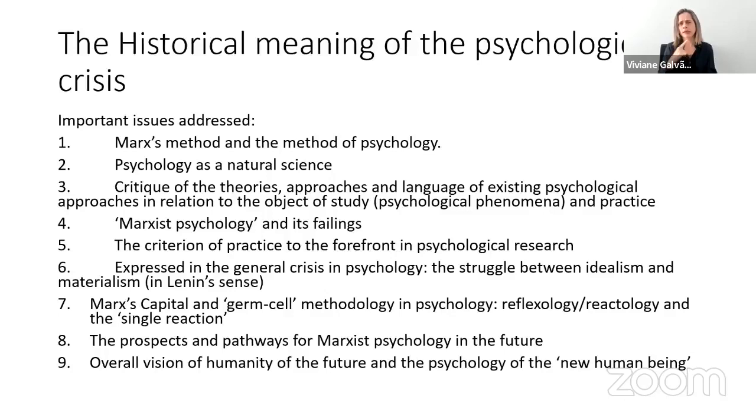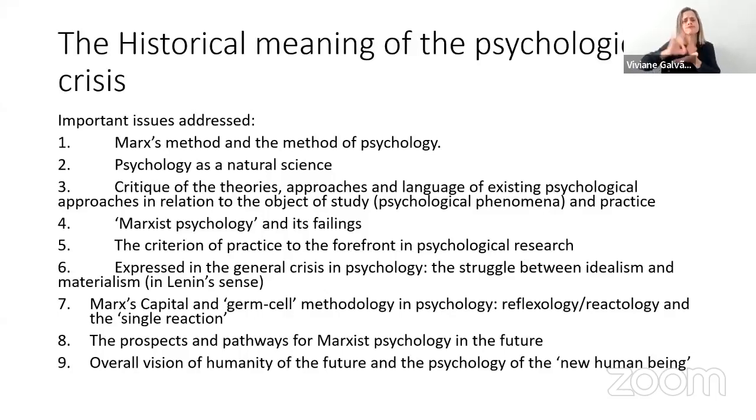So he's talking about, number one, Marx's method and the method of psychology. Psychology as a natural science, in his view. A critique of the theories, approaches, and the language of existing psychological approaches. Marxist psychology and its failings. The criterion of practice as the forefront of psychological research.